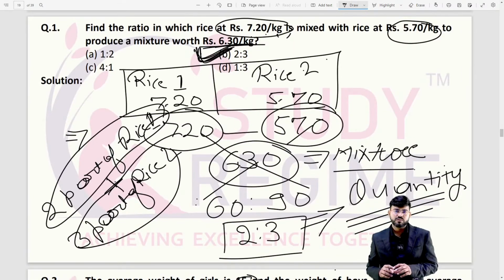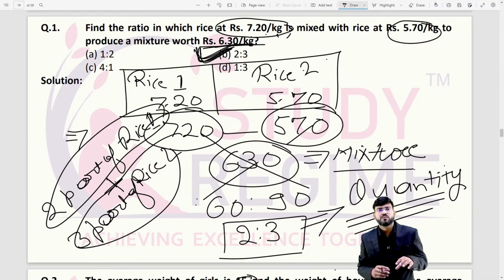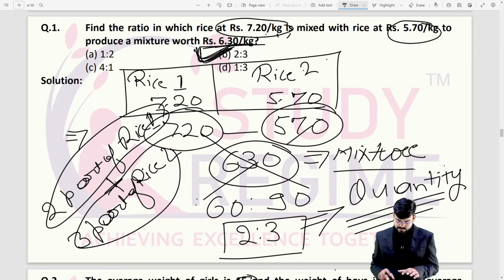In the first type of question, there were two qualities of rice. The first rice and the second rice were mixed, and the mixture was added. In this question it was asking in what ratio I should mix the first quality with the second quality. So we have just subtracted and we got 2:3.